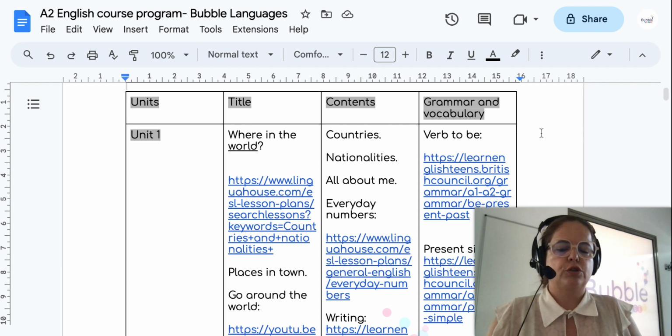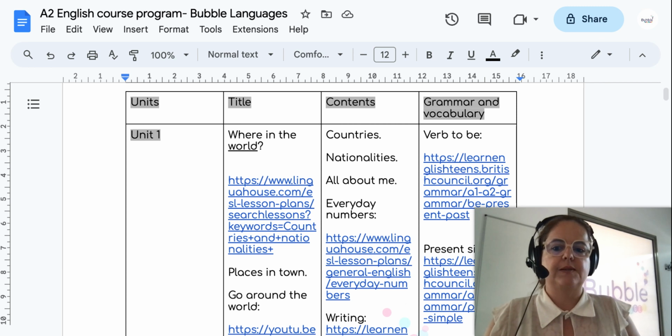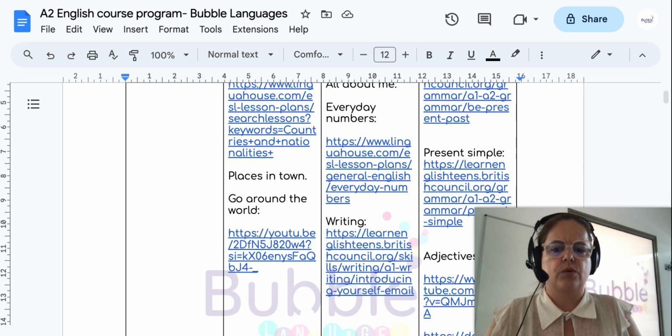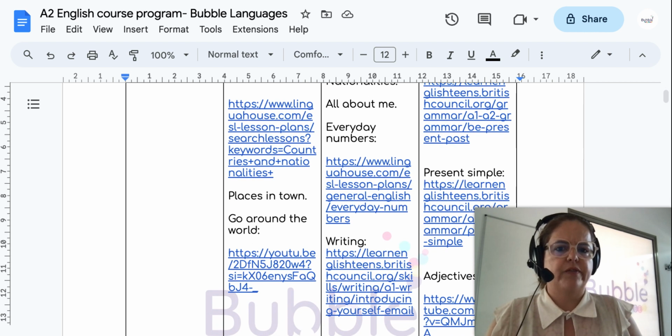So, what I want you to do is to read through the program, see what it covers, and then ask me any questions you may have. As you can see here, Unit 1 is about places in the world, countries and nationalities, and then the grammar is the verb to be, the present simple, places and town, going around the world. I have included some YouTube videos of myself, and then I normally use linguahash.com and mainly the British Council website.